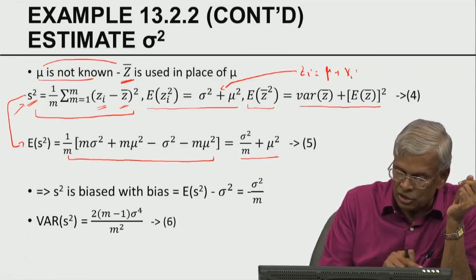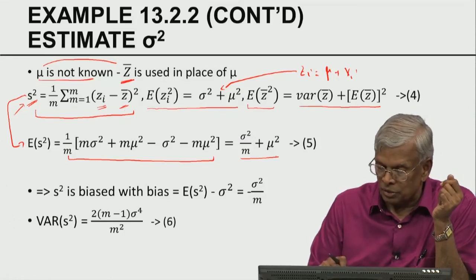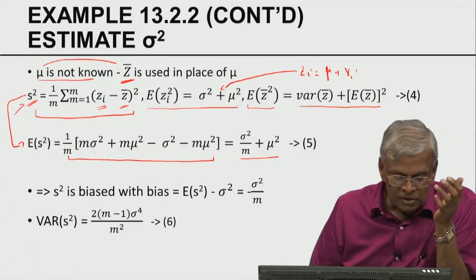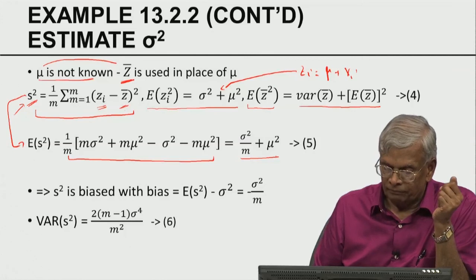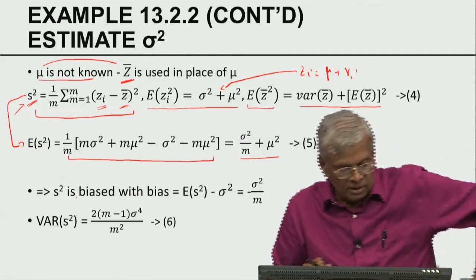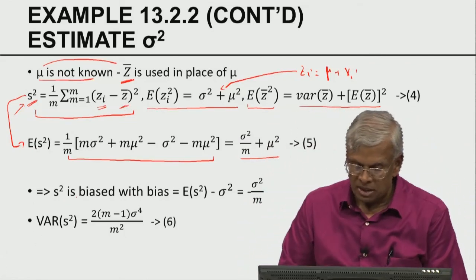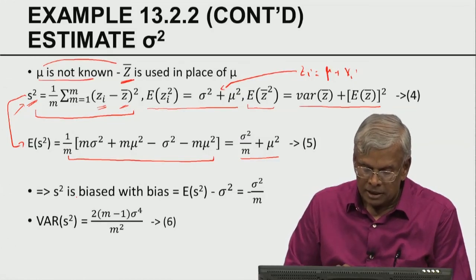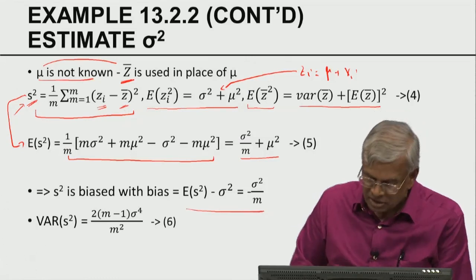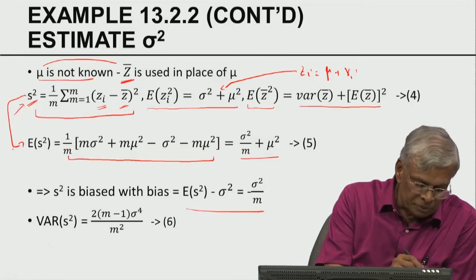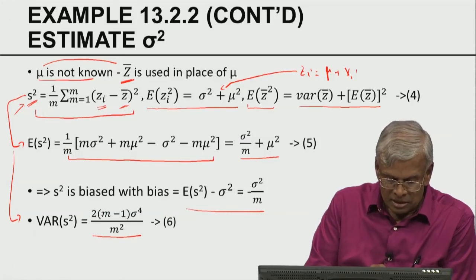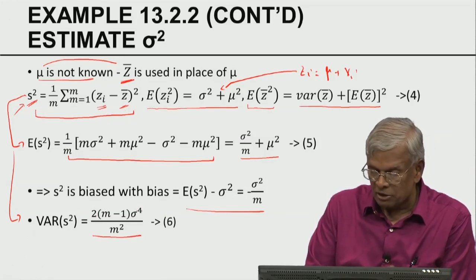Therefore, the expected value of S square is equal to sigma square minus sigma square by m. Look at this now. The actual value of the expected value must be sigma square. Therefore, S square is a biased estimate. S square is a biased estimate. And the bias is given by minus sigma square by m. The bias is given by minus sigma square by m. I can also compute the variance of S square, that is given by this. The variance is given by 2 times m minus 1 by m square times sigma to the power 4.